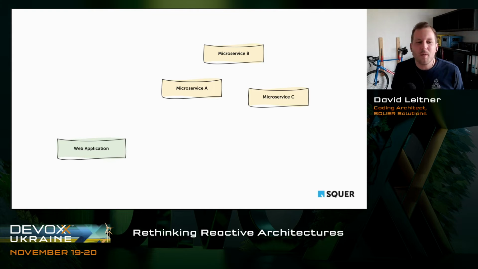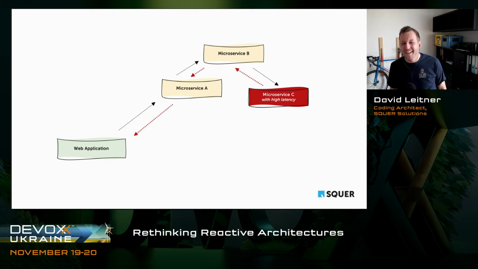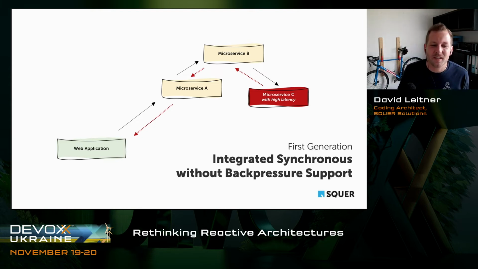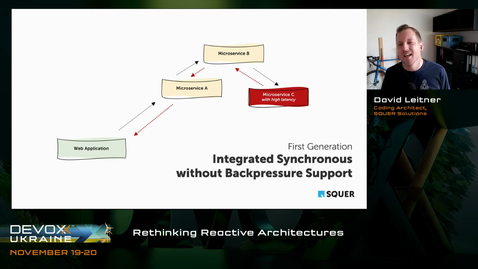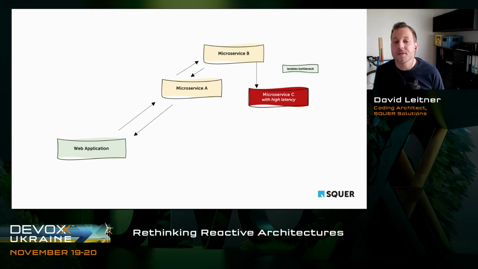And this was kind of the first generation. The problem is, if microservice C has high latency for whatever reason, then our whole system starts to get slow. That's usually how we did it, right? It doesn't sound that good anymore these days. But this was the first generation of microservices. We integrated synchronously and didn't have back pressure support, right? So we just continued firing new requests if we didn't get a response, and this usually made microservice C even slower.